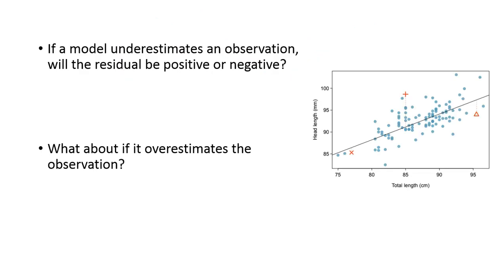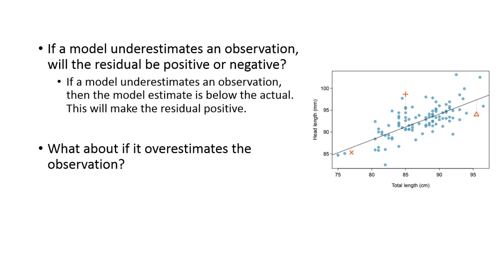Okay, so if a model underestimates the observation, will the residual be positive or negative? Looking at this one, which points do you think would be underestimating, and would their residual be positive or negative? If they're underestimating the observation, that means the residual would be positive, because if the line is underestimating it, that means the point is above it. So the only one that's underestimating would be that T, or the plus sign. That's the only one that would be considered an underestimate out of the 3 red ones.